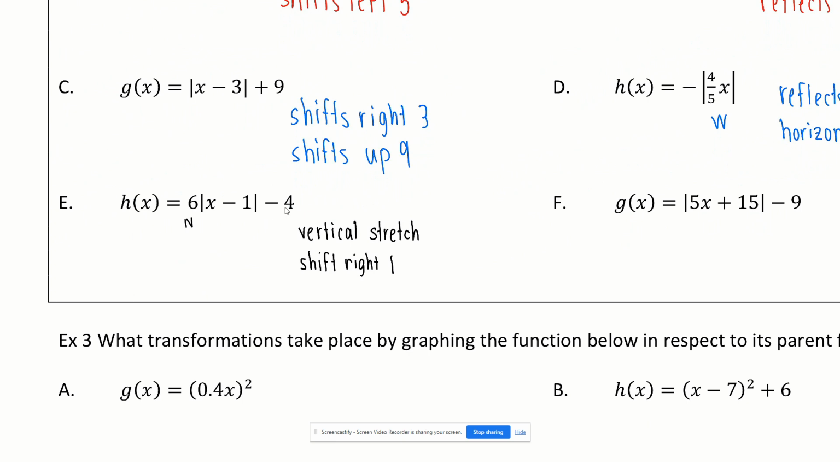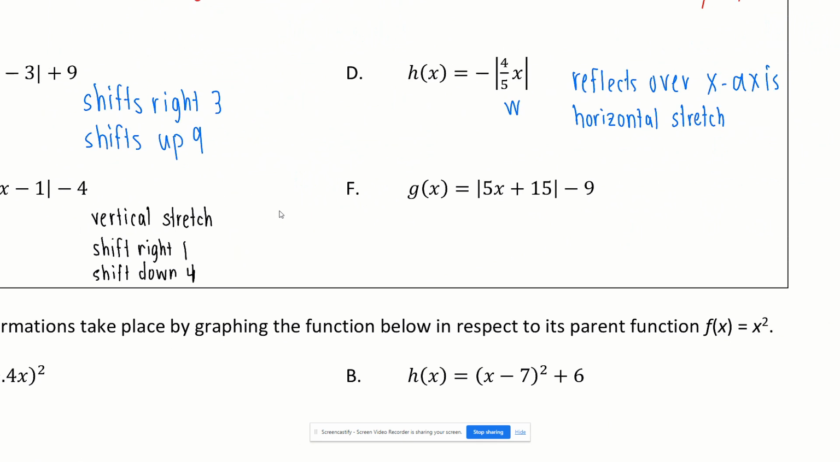And then lastly, we've got minus 4 outside. That's a vertical shift, and it is what it is. What's a negative 4 vertical shift? It's going to shift down 9. I'm sorry, not 9, 4. I don't know what I was looking at. I think I got ahead of myself. I was looking at F.